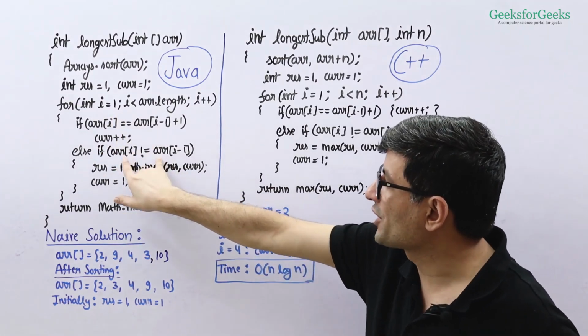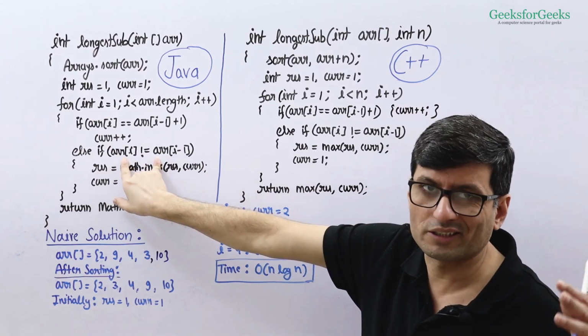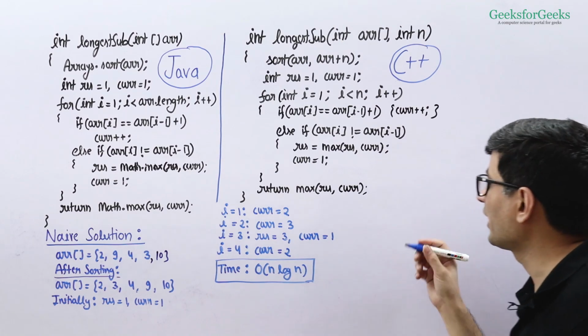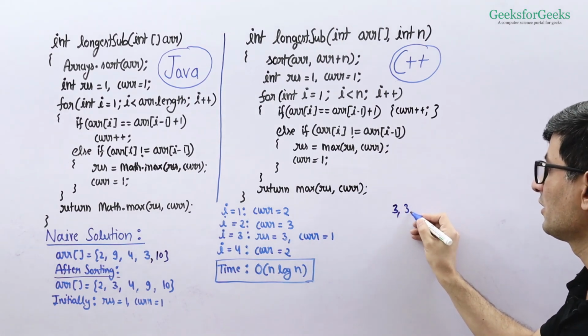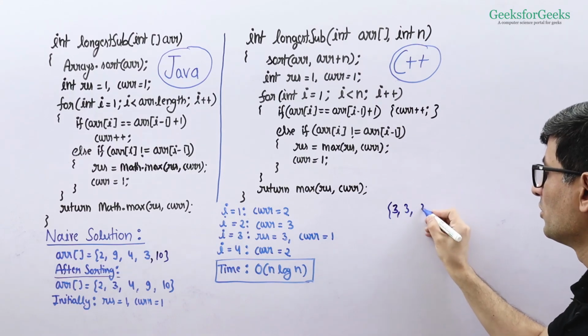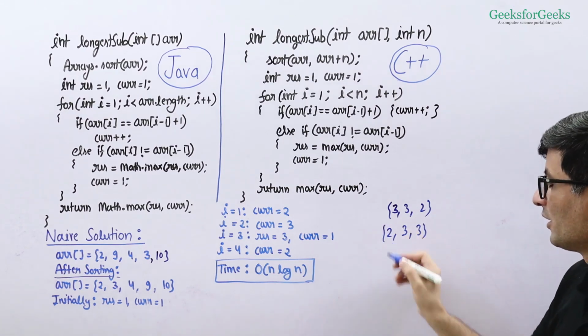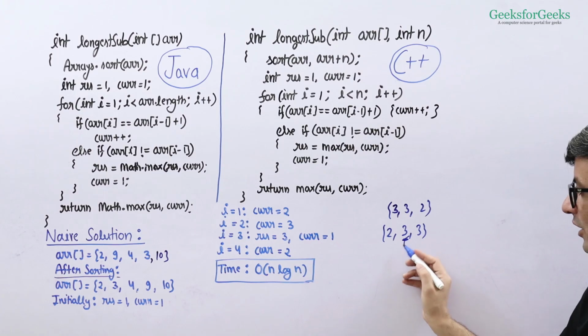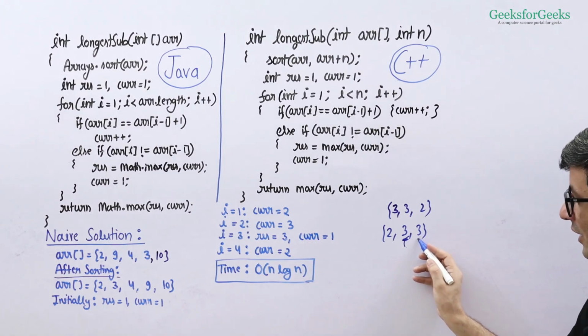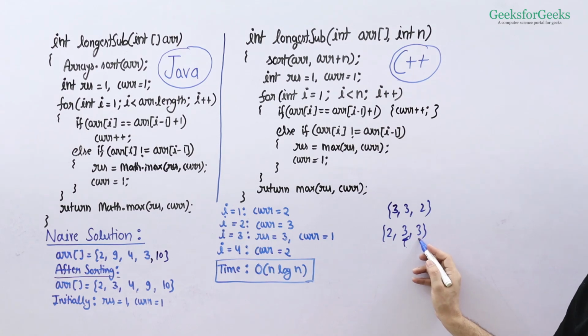And here is a check that we are doing for same elements. Suppose you had an array 3, 3, right? And then 2. After sorting, you would get 2, 3, 3. What will happen? You will begin from here, your current will be 2. Now you come here and you see that 3 is same as the previous element.